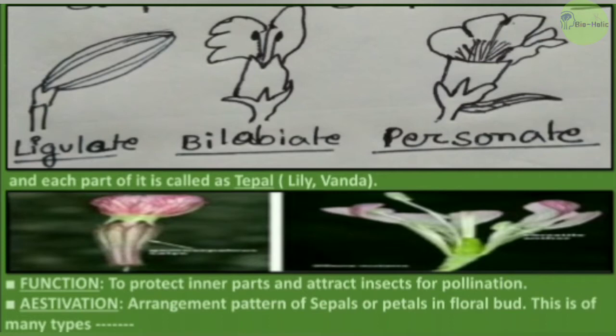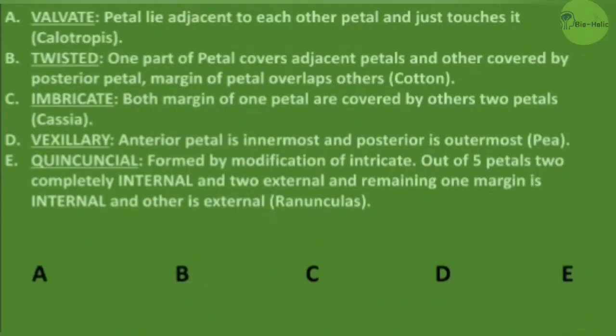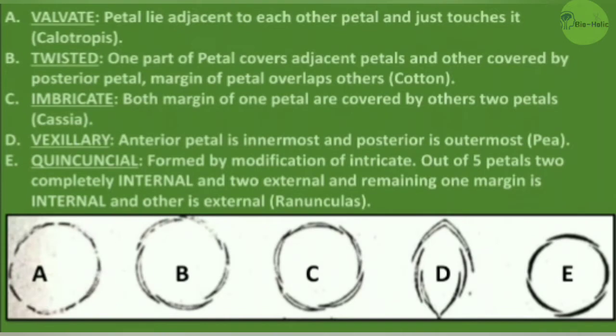Now the estivation. The arrangement pattern of sepals and petals in floral bud is called as estivation. Those are of many types: the valvate, the twisted, the imbricate, the vexillary and the quincuncial.